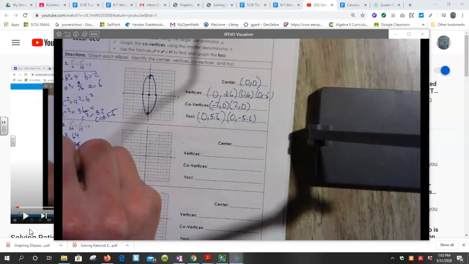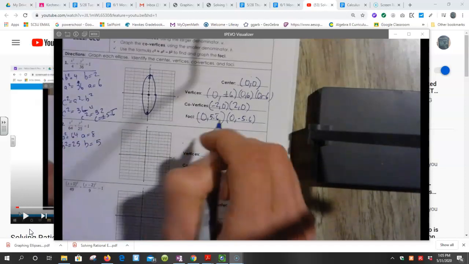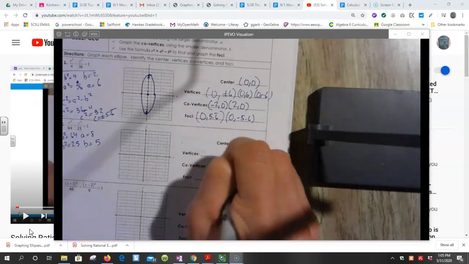Now this one down here, we have x squared. In this case, a squared equals 64. Remember, a is always the larger of the two. B squared is equal to 25. Therefore, a is equal to 8 and b is equal to 5. And we could say that the center is going to be (0, 0) again, because we're not subtracting h and k here.